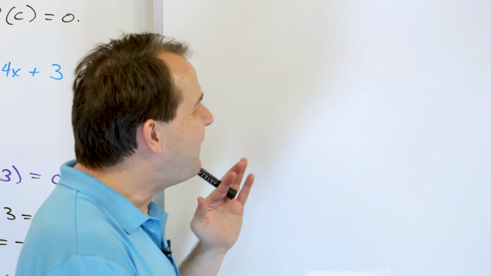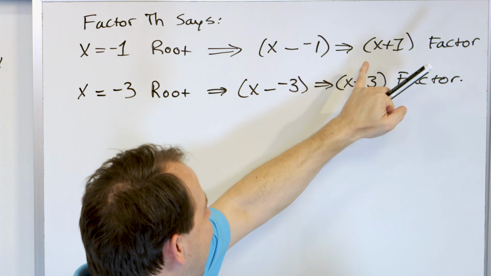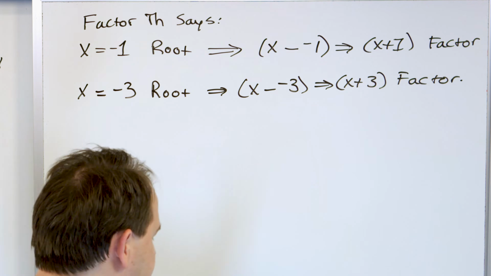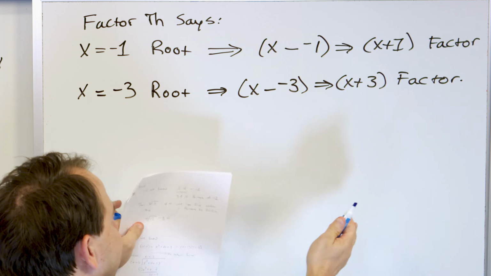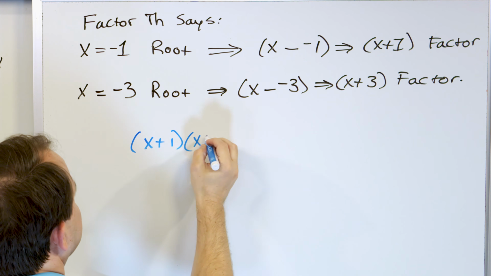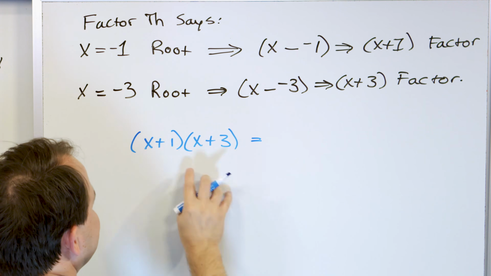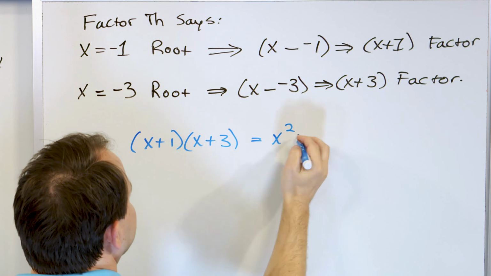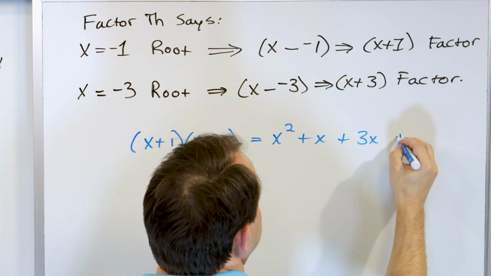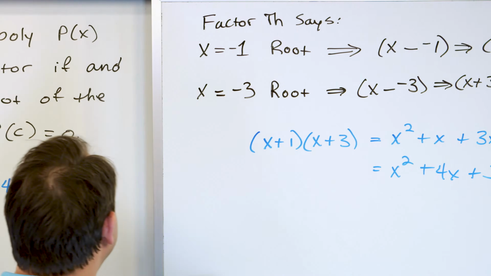What would you do? The factor theorem tells you that since you know this is a root, that x minus that, which is this, is a factor. And then since you know this is a root, x minus that, which is this, is also a factor. And because you know factors are things that just multiply together, then you know that the equation x plus 1, x plus 3, this is the polynomial that you seek. And when you multiply all this out, x times x is x squared, inside terms is x, outside terms is 3x, and last terms is 3. Then what you get is x squared plus 4x plus 3, which is exactly what we started with.